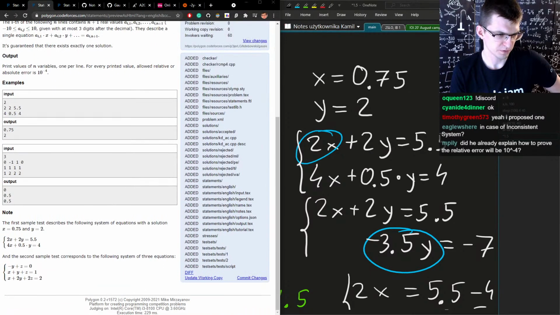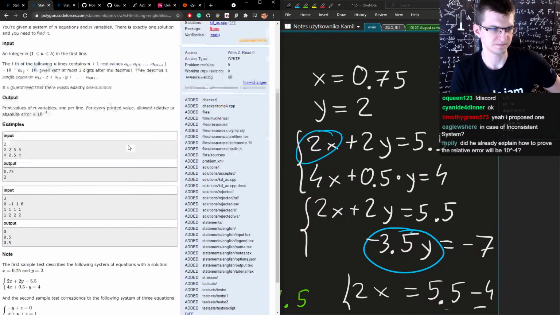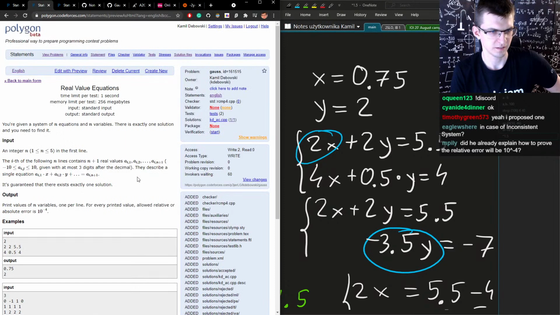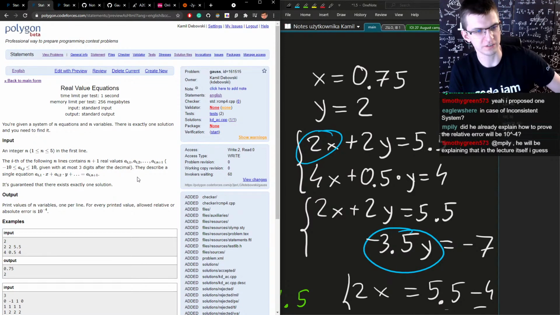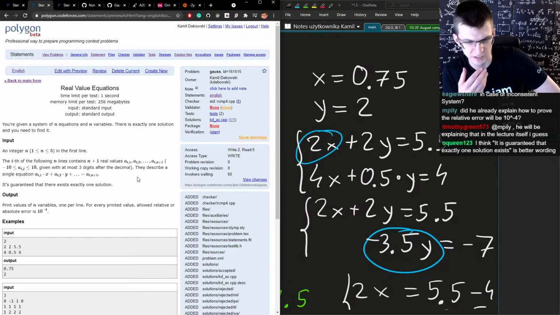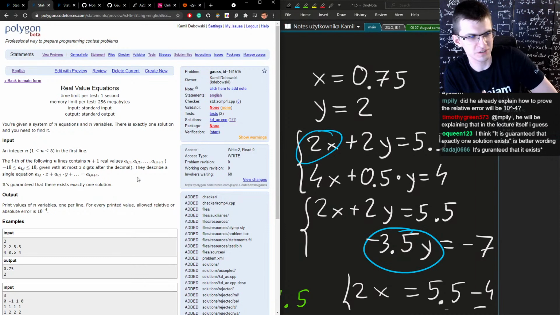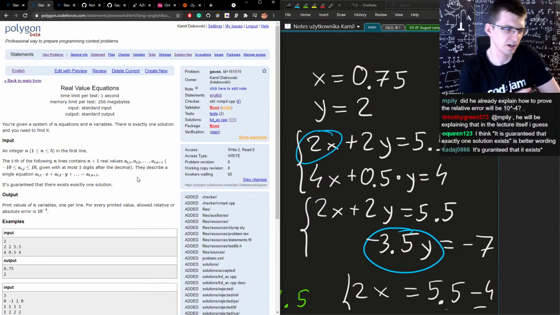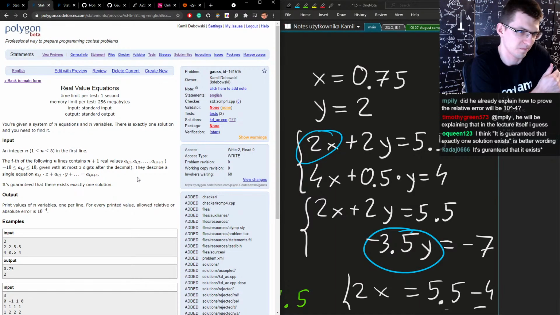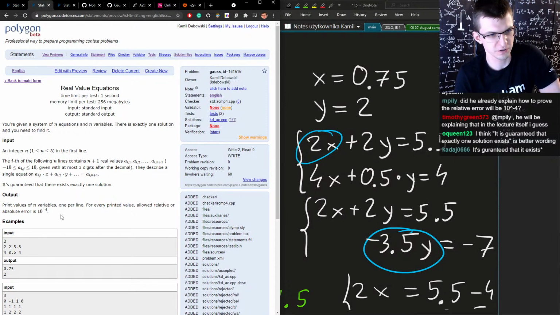Did he already explain how to prove the relative error of this? I'm not going to prove it. How many proofs of error did you see? It's so rare. When you print, let's say you need to print the result of division, a divided by b. And the allowed error is at most 10 to the minus 9th. Did you see a proof for that? It's very hard, and I don't know how to prove that. Even more, I'm not 100% sure that there doesn't exist a test where this fails.